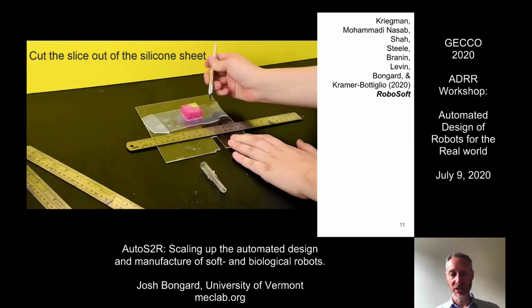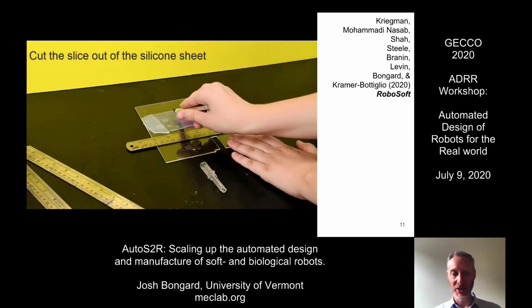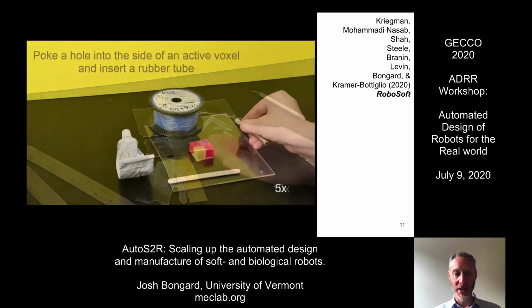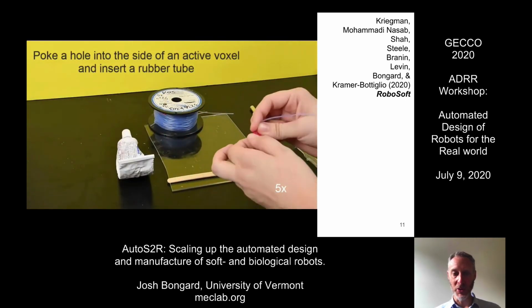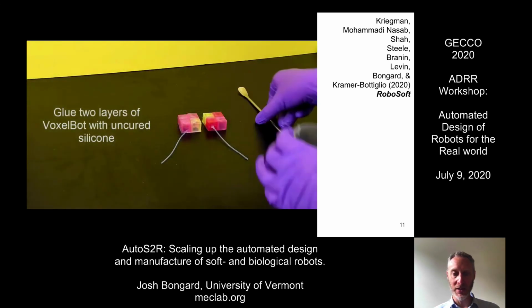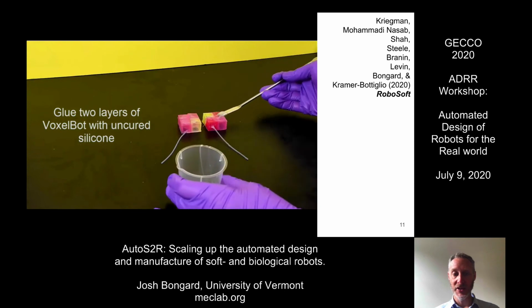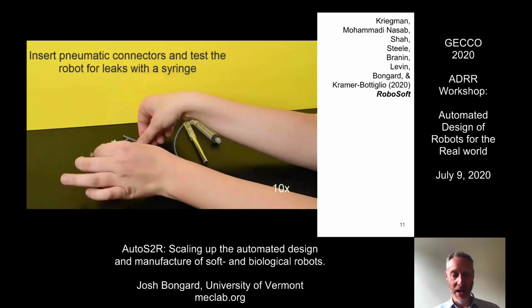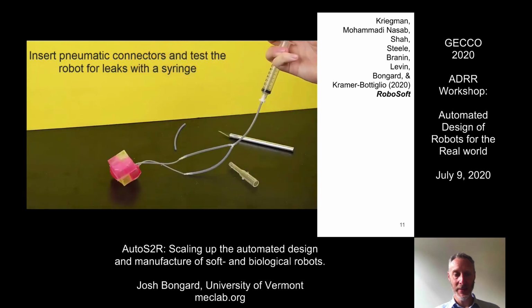This is a very low-cost process. The total amount of materials costs about $200 US. You get all of the materials from Amazon. As you can see here, it's a relatively simple process to manufacture. Here you can see the insertion of tubing, so we can apply pressurized air to increase the volume of the voxels and extract air from the voxels using a syringe to decrease their volume.